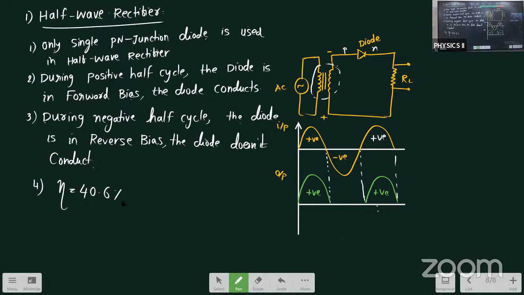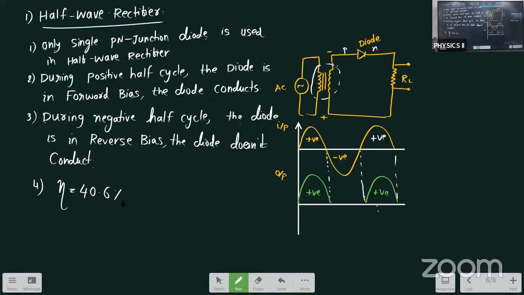Note down all these points. Half wave rectifier: the device used for rectification is called a rectifier. In a half wave rectifier, only one single PN junction diode is used. During the positive half cycle, the diode will be in forward bias and it conducts current, and during the negative half cycle, the diode will be in reverse bias and it does not conduct.